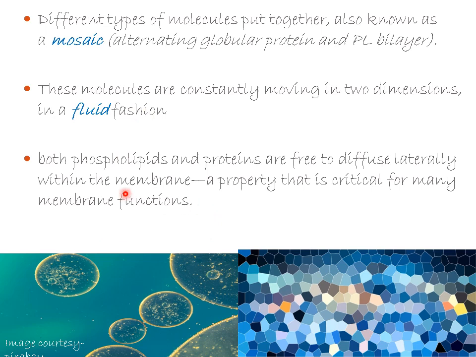Now why fluid? Because these molecules, the proteins and lipids, are constantly moving in two directions. These lipids and proteins make up the cell membrane, but they are not stiff or stagnant at a place. They keep on moving in two directions, like a fluid. Hence it is called the fluid mosaic model. Fluid because it is liquid in nature, it moves, and mosaic because there are multiple types of proteins and lipids that are intercalating each other.